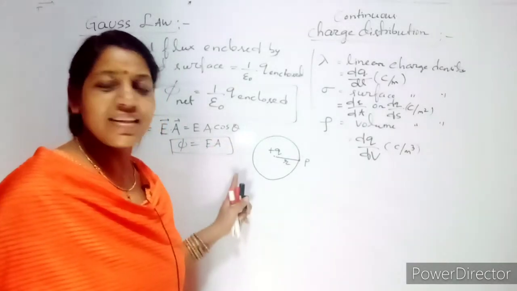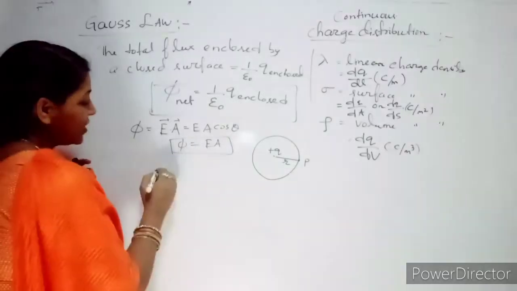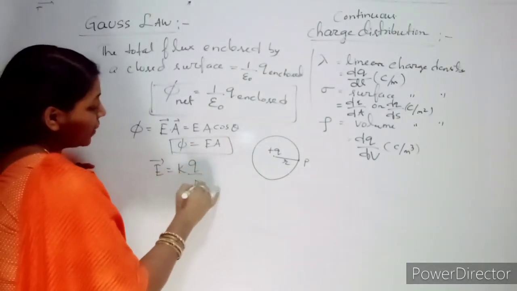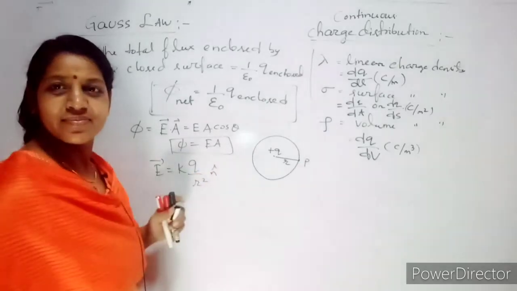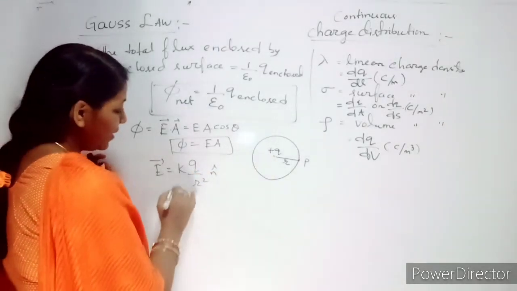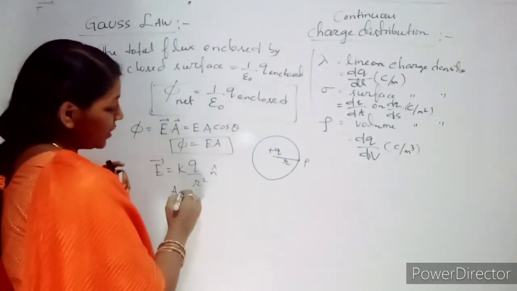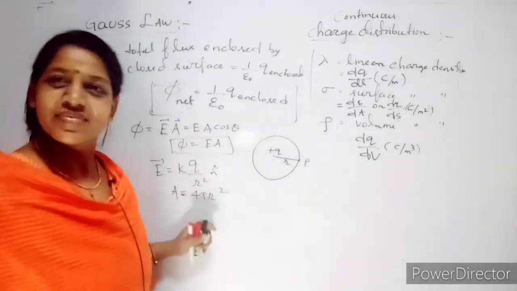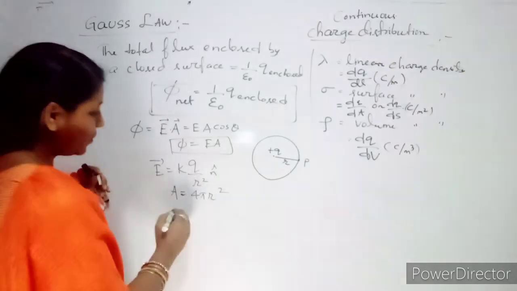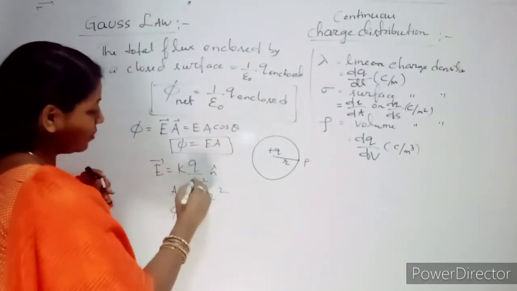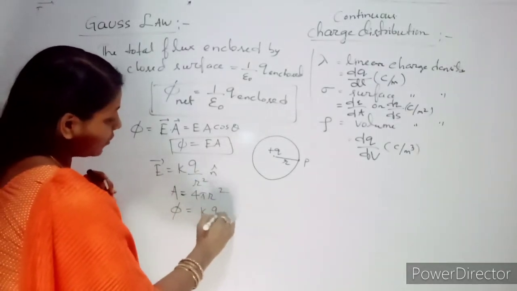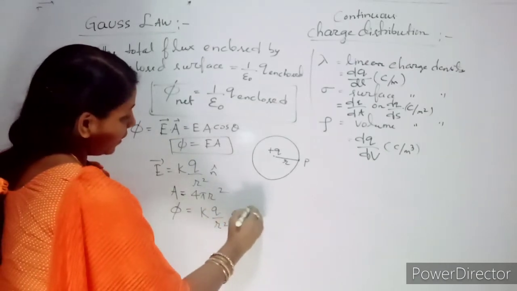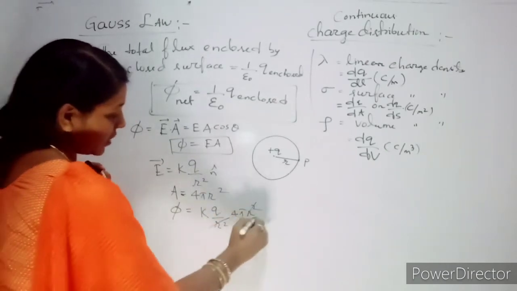Yes or no, you have studied this. Now what is the electric field formula? E equals KQ by r square n cap. What is the area? Area is nothing but the surface area. It is 4 pi r square. Clear? So now substitute it. What you will find? Phi equals E value, which is KQ by r square, times area 4 pi r square. So r square gets cancelled.